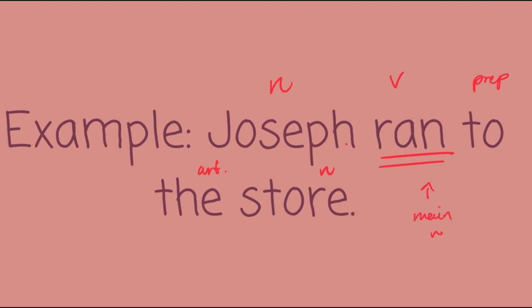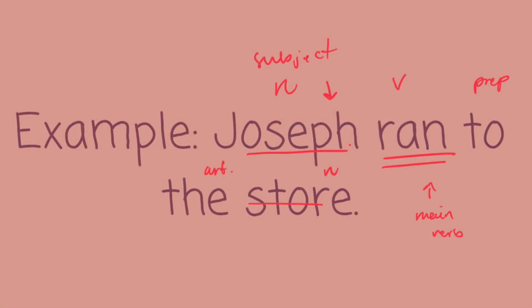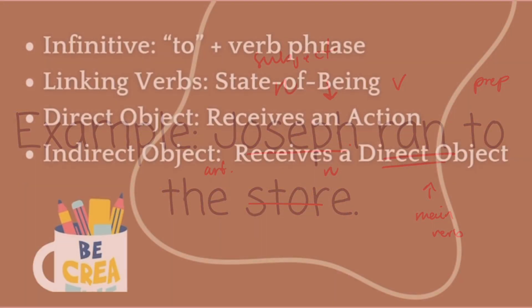Well, if we look at our two nouns, Joseph and store, we ask ourselves, which one of those two is doing the action of running? Well, a store can't really run anywhere. It's clear the way that the sentence is set up that Joseph is doing the running in that sentence. Joseph is your subject. Ran is your verb.